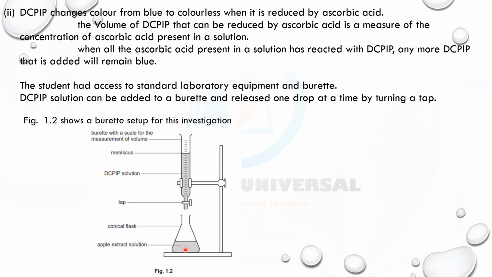So this is the conical flask. This is the apple extract juice. Now this is a burette that contains GCPIP solution. So they put it drop by drop. Once they drop it here, it decolorizes. They continue to drop it until it no longer decolorizes. If it does not decolorize, that means you have reached the endpoint. So you now determine the volume of GCPIP used, from the initial volume to the final volume. That is a measure of the concentration of ascorbic acid present in this apple extract juice solution. Okay, all right, this is it.